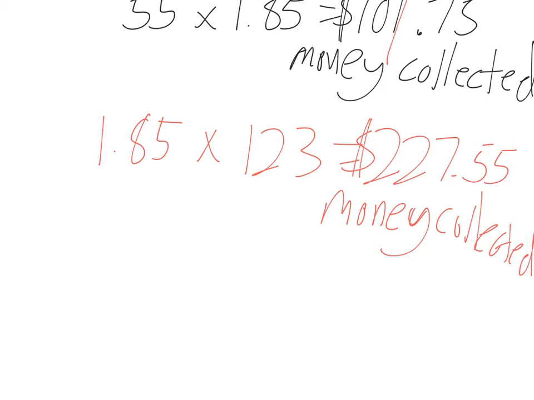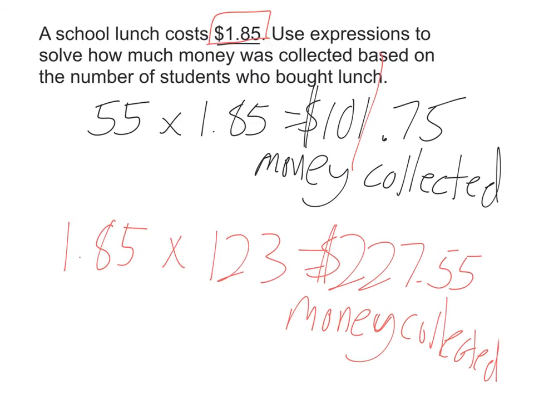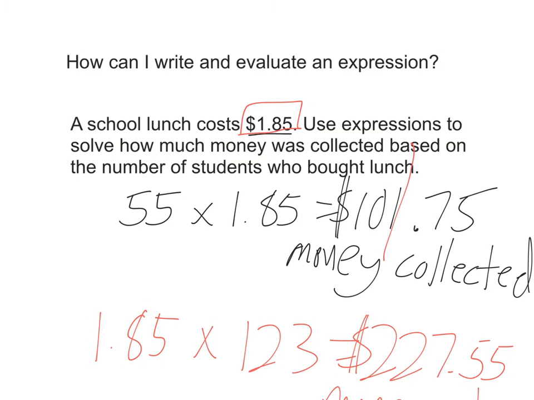What you'd like to notice is that through these situations, you can actually write an expression to evaluate this in any situation. And that expression would be, you have the $1.85. That's what we know, that's our constant. So we have $1.85, and we're going to multiply that by the variable, which we're going to call S. S is the number of students that buy lunch. So $1.85 times S is going to equal M, the amount of money collected.